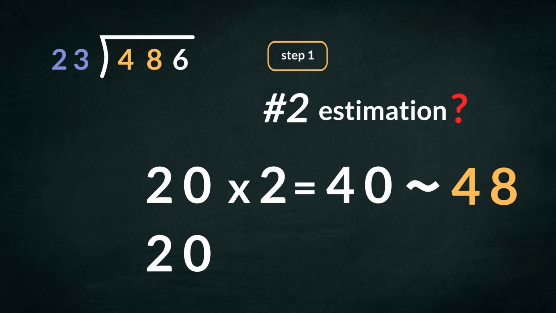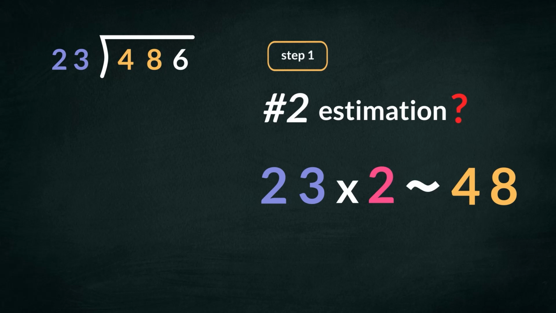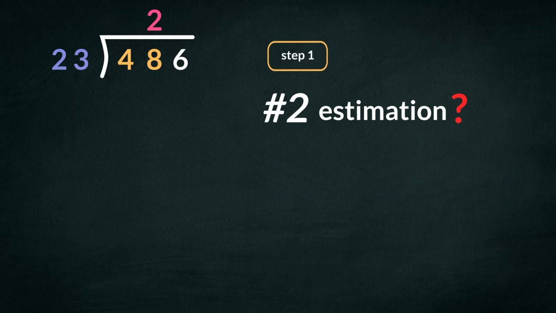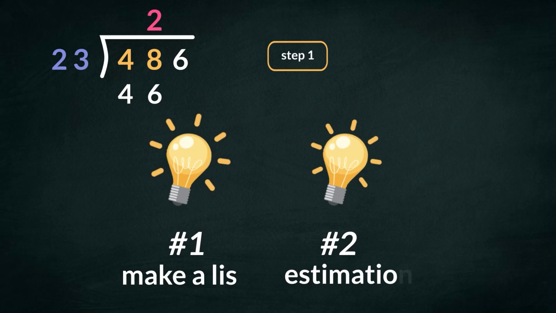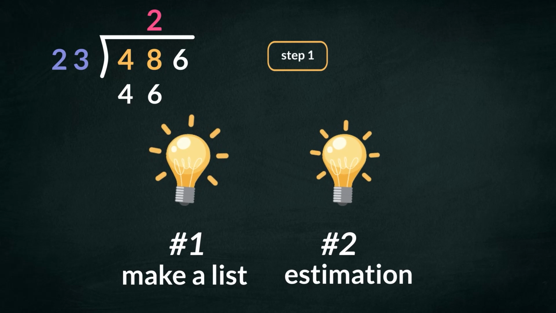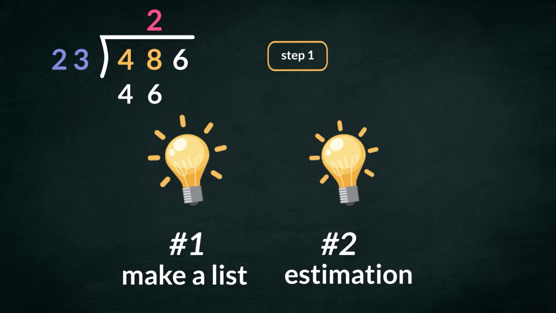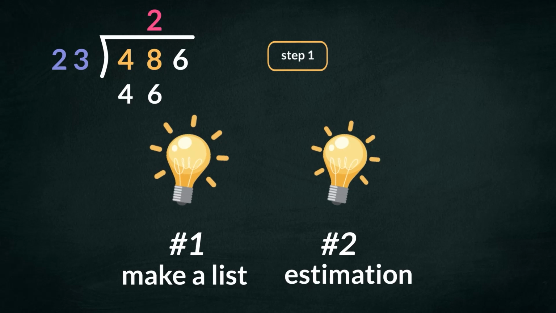And since 20 is the nearest number when you round down 23, we can estimate that 2 23s can result in a number that is also close to 48. We can test it out by multiplying 23 by 2. And we already know the answer because we started that list. It's 46. Those are the two ways for you to figure out how many divisors it takes to almost reach the dividend when the divisor is a multi-digit number.